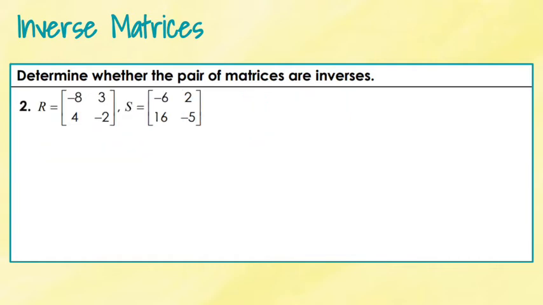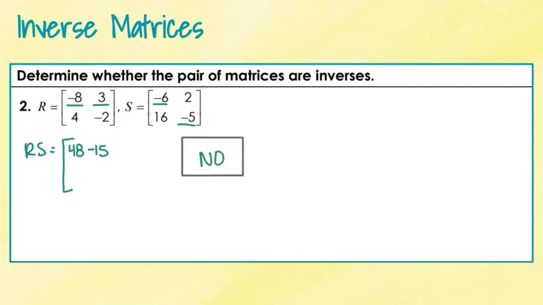So we're going to take a look at number 2. We're going to multiply R times S. So negative 8 times negative 6 is positive 48. 3 times negative 5 is negative 15. Okay, already 48 minus 15 is not 1, and the identity matrix always starts with a 1. So we don't have to do any further work at all to know that, no, these are not inverses of each other.